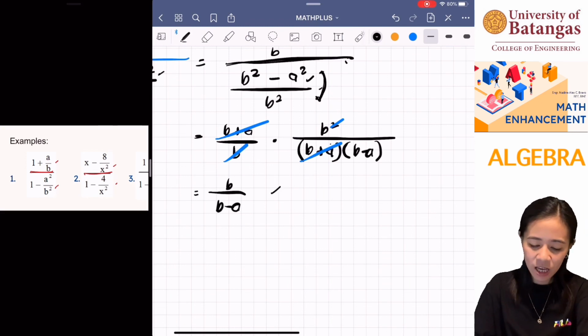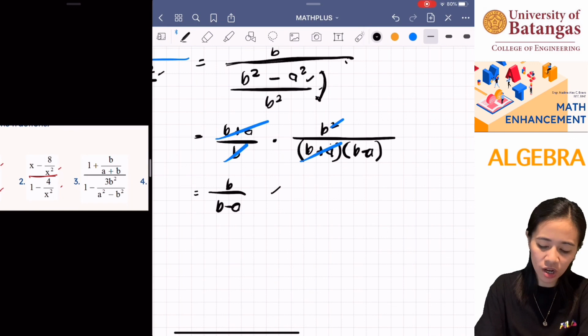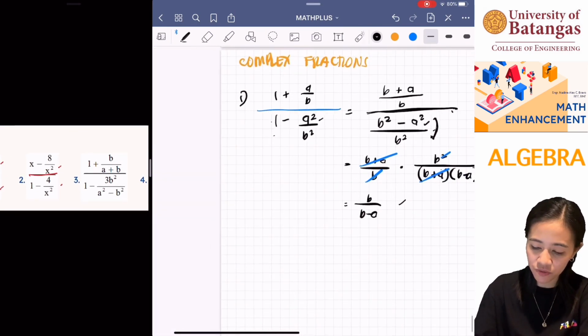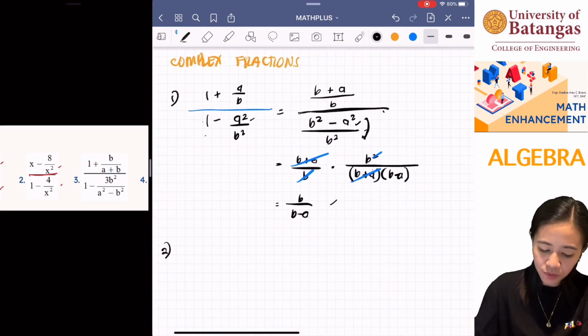Okay, so ganun lang. Just take the LCD of each of the numerator and denominator and then proceed with multiplication division. Okay, so number 2.